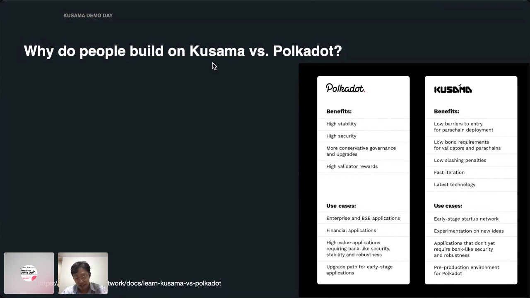And of course, on Kusama, the original intended application was this pre-production environment for Polkadot. So that use case for Kusama will always stay there.